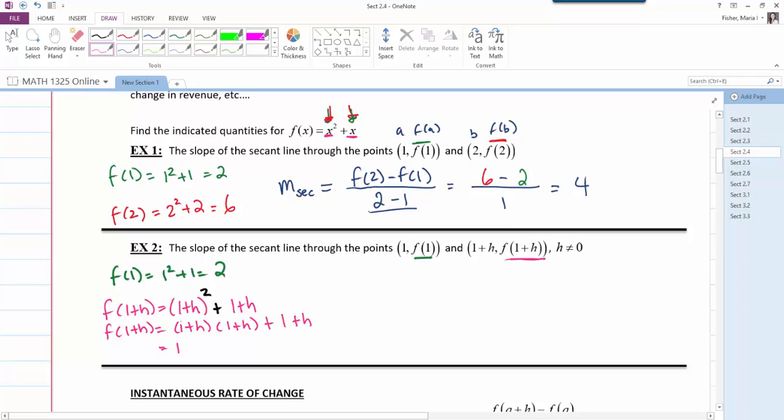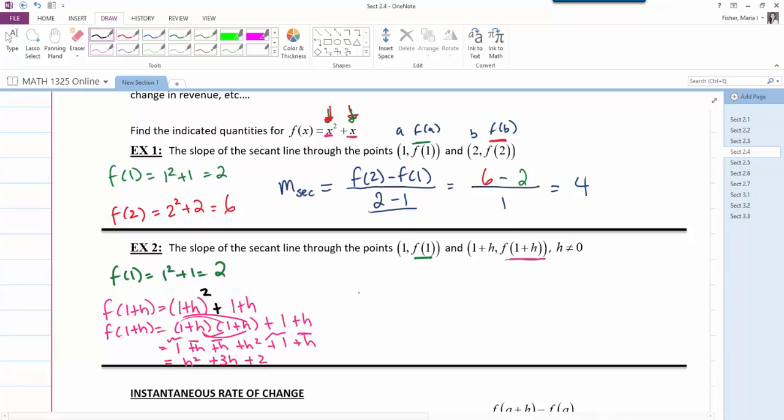1 times 1 is 1. 1 times h is h. H times 1 is h. And h times h is h squared. Still plus 1 plus h. If I combine all my like terms, I get h squared, and then h plus h plus h is 3h's, and then 1 plus 1 is 2. So f of 1 plus h is equal to h squared plus 3h plus 2.